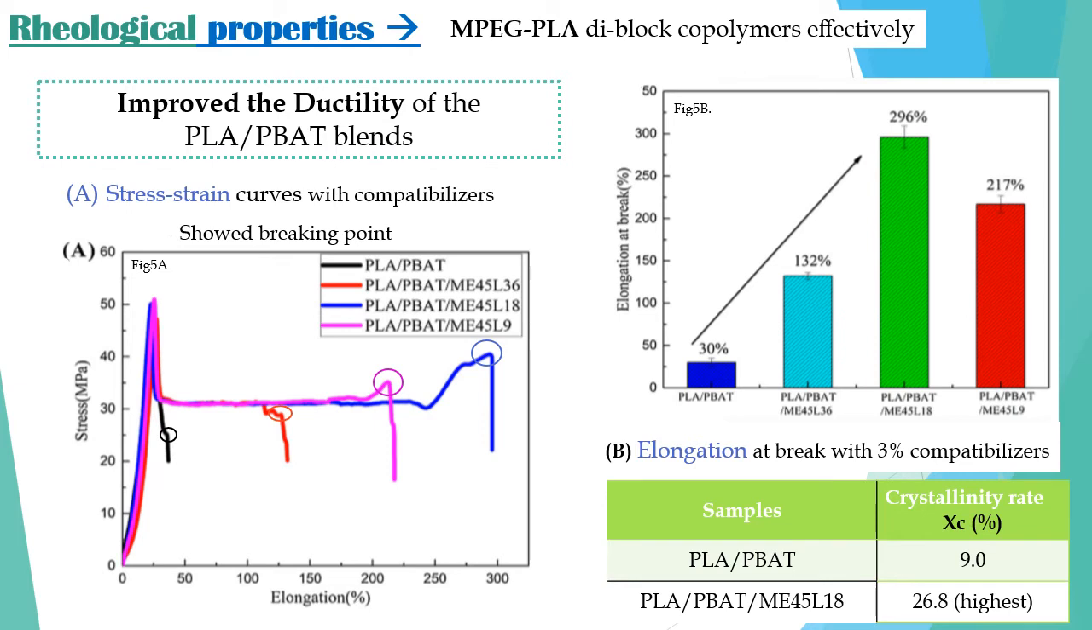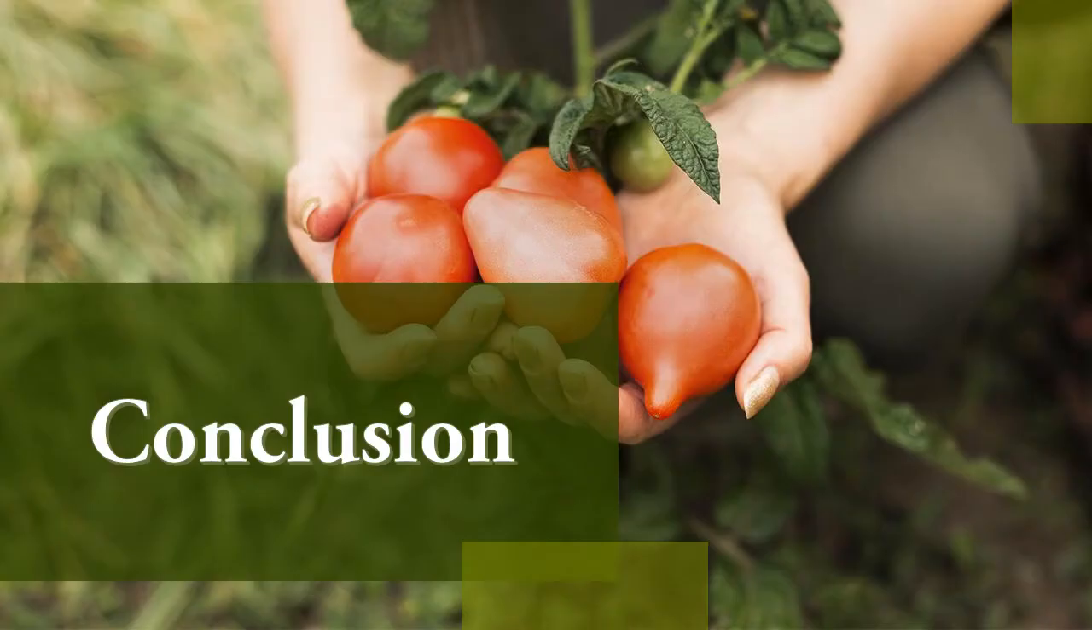In this research, the elongation at break of the blend with the ME45L18 block copolymer was as high as 296%. Crystallinity rate, which can be observed from the table, is 26.8%, which is the highest one. Conclusion.